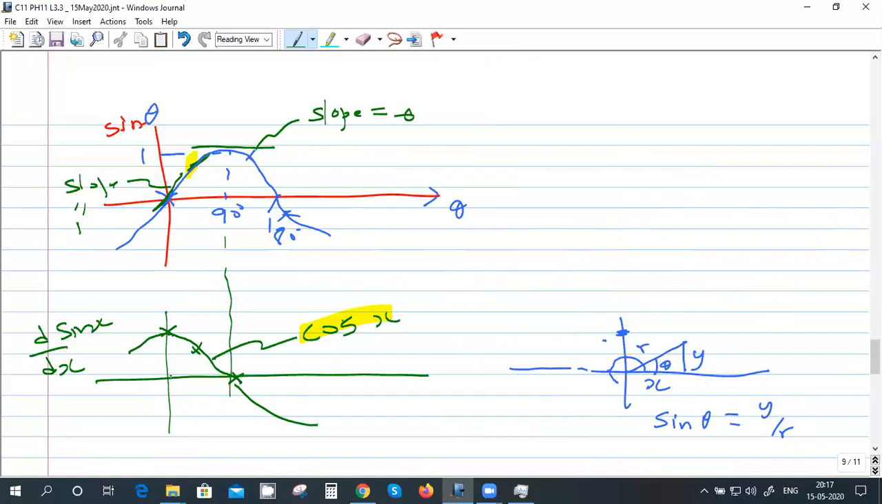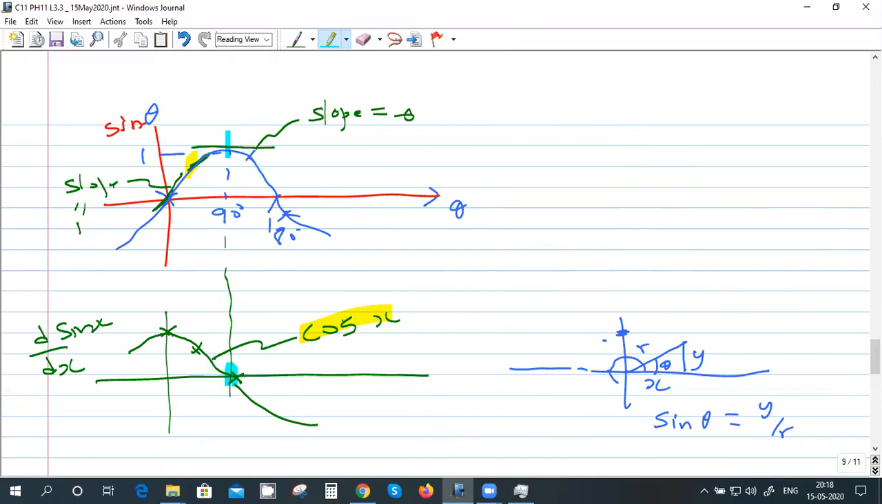That you can check at x equal to 0. On the sine curve, if you draw the tangent, it looks like a 45-degree line, so the slope is 1. When sin x becomes 1 at the topmost point, the tangent is horizontal, right? So at that point the slope is 0, and cos is also 0. So it's related. The derivative of sine is cos.